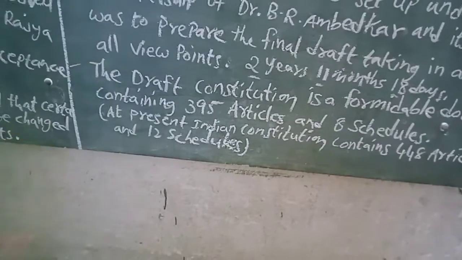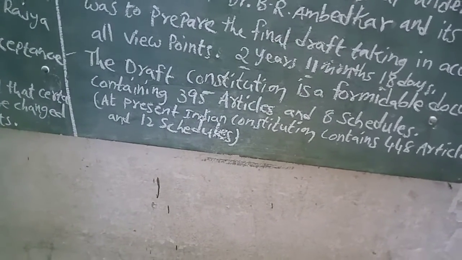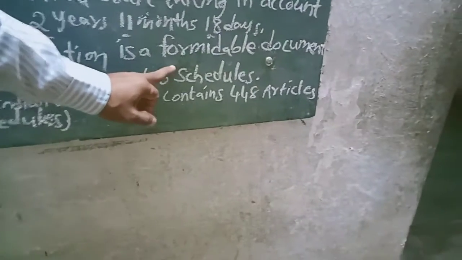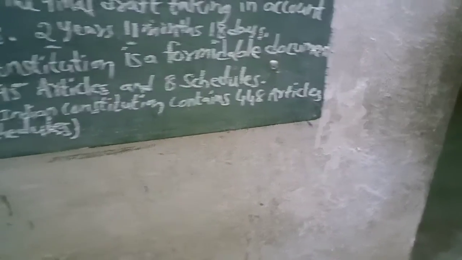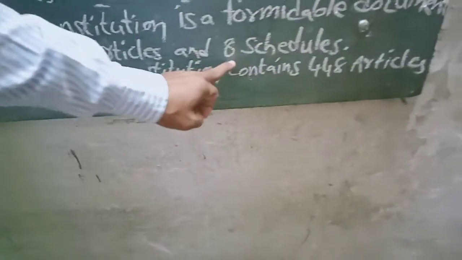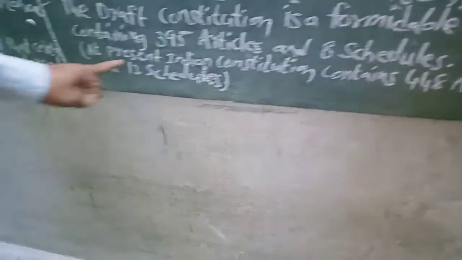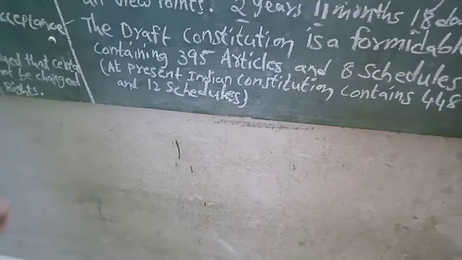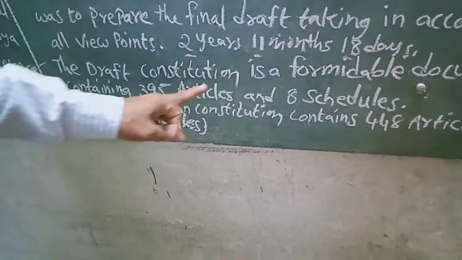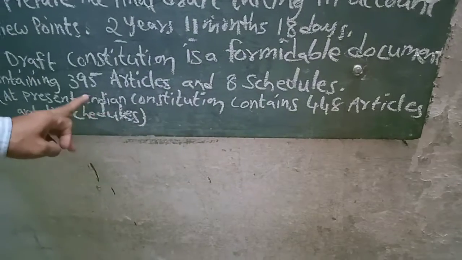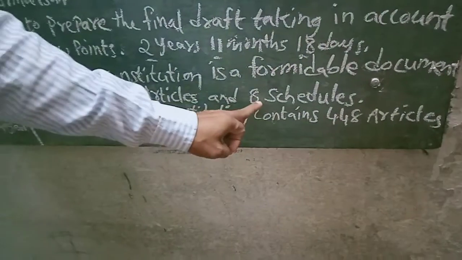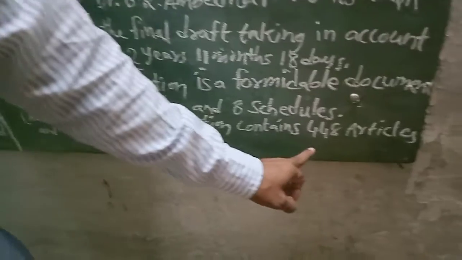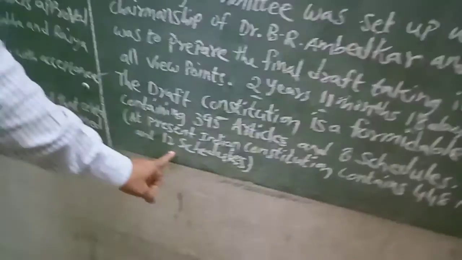Next, the draft constitution is a formidable document containing 395 articles and 8 schedules. Now, the present constitution contains 448 articles and 12 schedules. Our constitution came into formation on January 26, 1950, with 395 articles and 8 schedules. Now, presently, our constitution has 448 articles and 12 schedules.